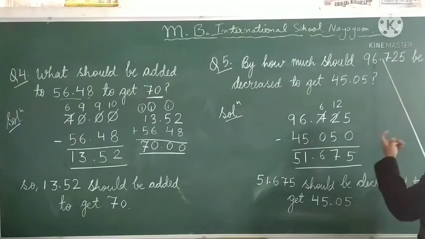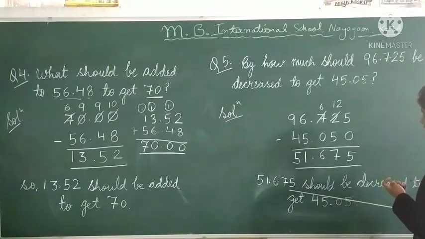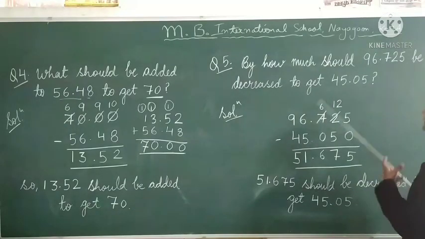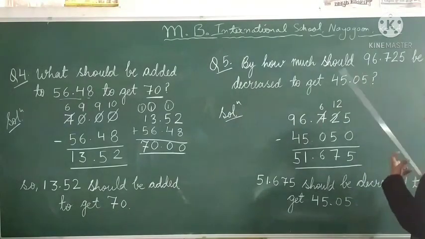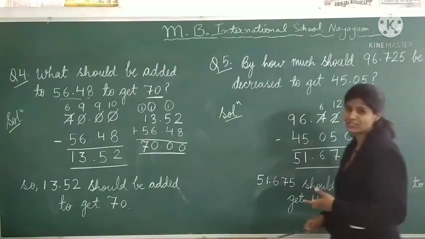So how much should 96.725 be decreased to get 45.05? It means आप इन दोनों को माइनस करेंगे तो क्या नंबर आना चाहिए? So 51.675 should be decreased to get 45.05. It means 96.725 में से कितना नंबर माइनस करें कि 45.05 आए, तो it means 51.675 should be decreased to get 45.05.